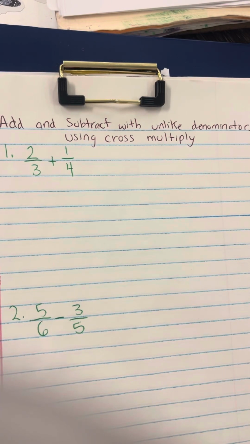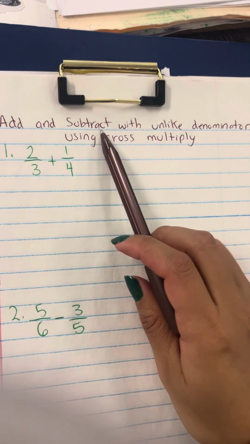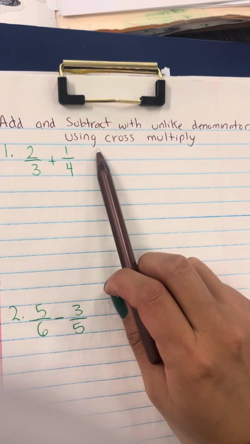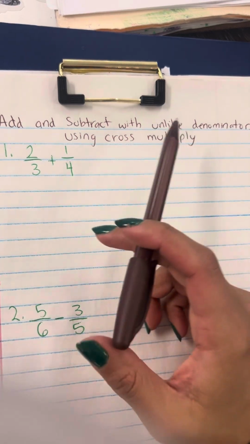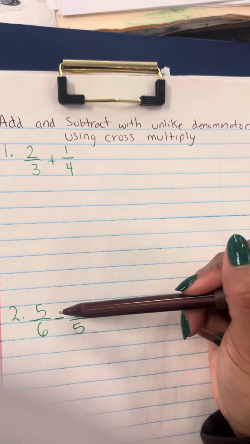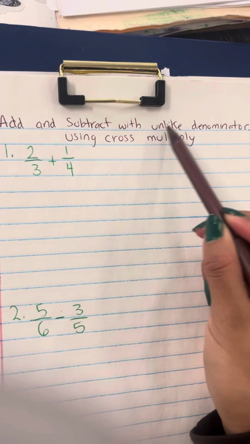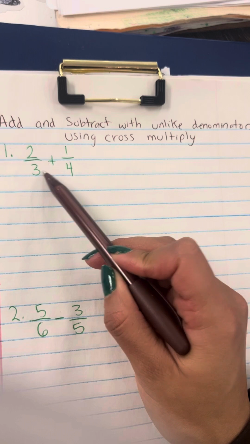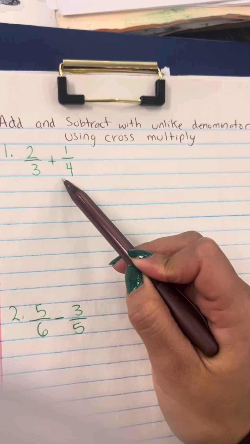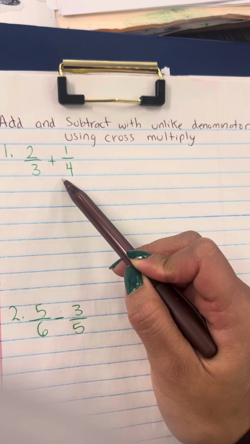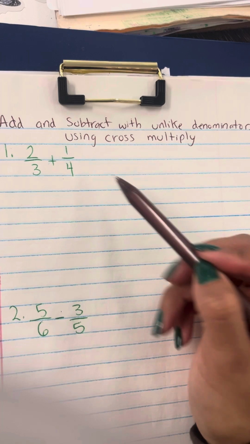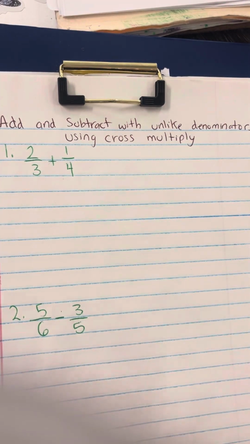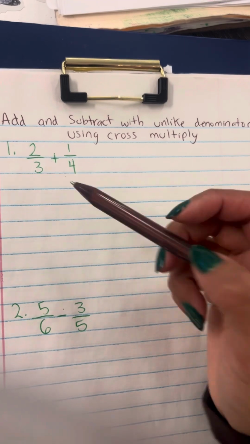Hello. Today for homework, you are adding and subtracting with unlike denominators using cross multiplication. So before we start the problem, remember we're adding and subtracting because in the middle we have our add and subtract signs. We're adding unlike denominators. So that just means our denominators are not the same, so we cannot add or subtract until they are the same. And then we are using cross multiply so that we can get those common denominators. So we're gonna go ahead and start off with number 1.